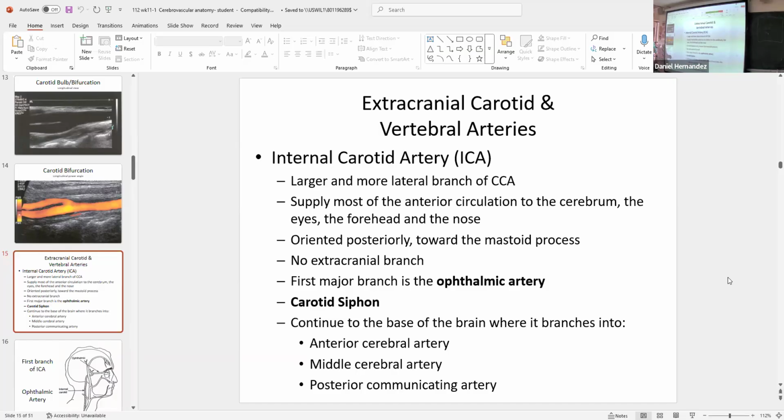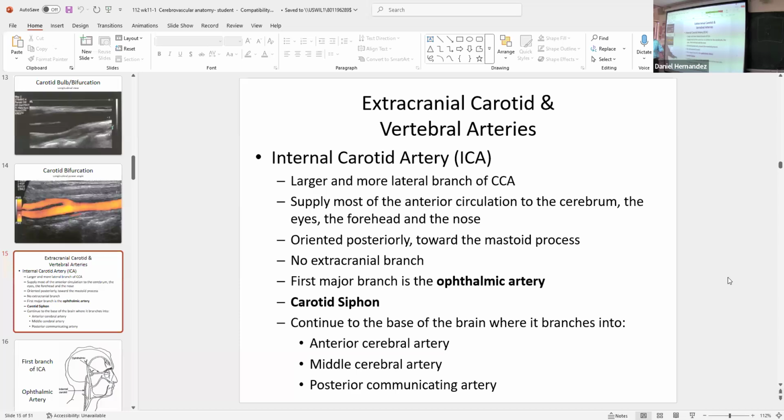Oriented posteriorly towards the mastoid process, meaning more towards the jaw or the back of the jaw. So it's more posterior, more lateral. Again, a big important one: it has no extracranial branches. So there are no branches of the ICA that we see outside of the skull.